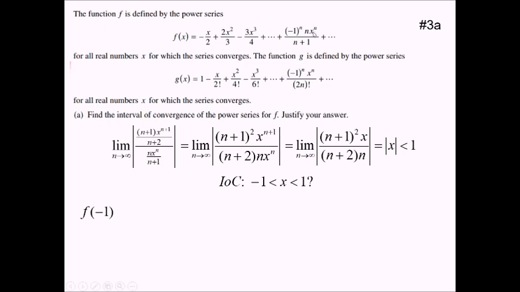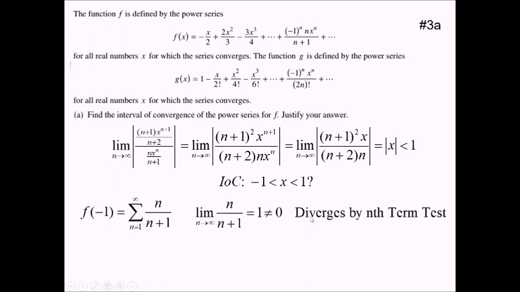This would be a -1 to the n times another -1 to the n. That would be a positive 1 to the n, which would essentially just go away, leaving us with n over n plus 1. Well, if our series is n over n plus 1, let's just go ahead and use the nth term test on this to see what happens. The limit of this thing as n approaches infinity is just going to be, well, we can forget about this 1, so n over n equals 1, and that's not 0. So this actually diverges by the nth term test.